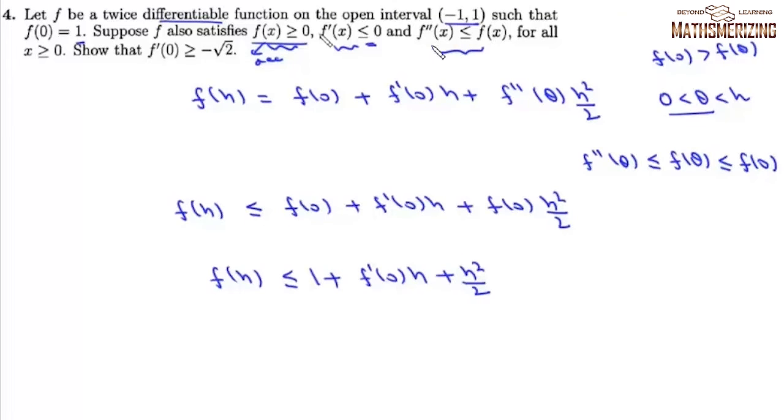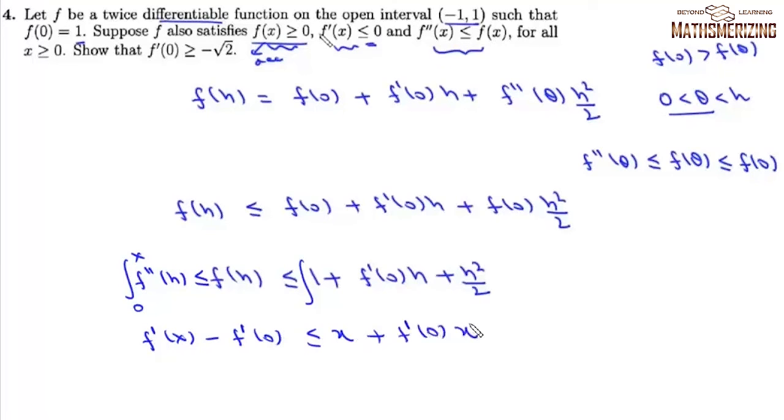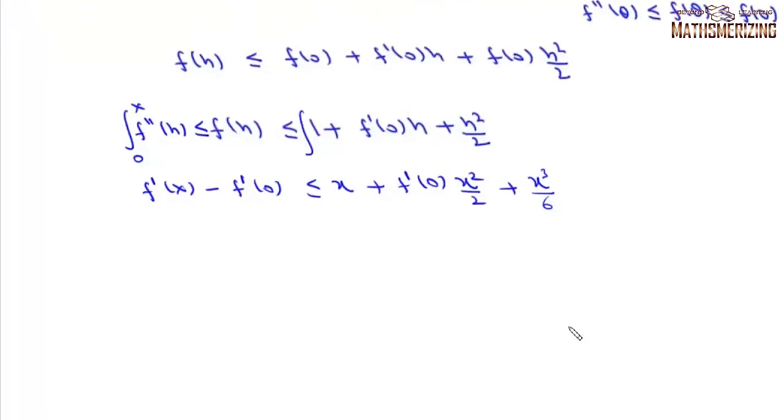Now we know that f''(x) is less than or equal to f(x), so we can say f(h) will be greater than or equal to f''(h). Now we'll integrate both sides from 0 to x. So we can write f'(x) minus f'(0) will be less than or equal to x plus f'(0) x square upon 2 plus x cube upon 6.